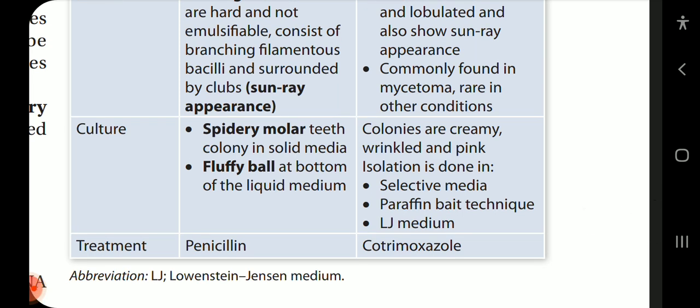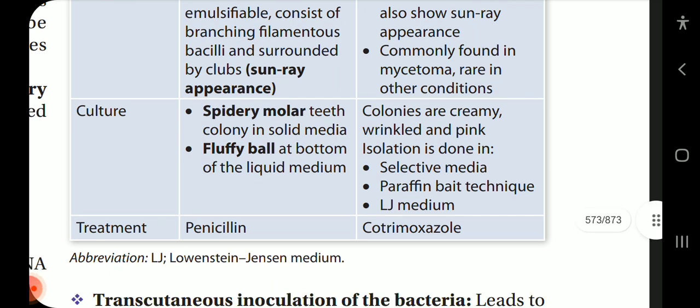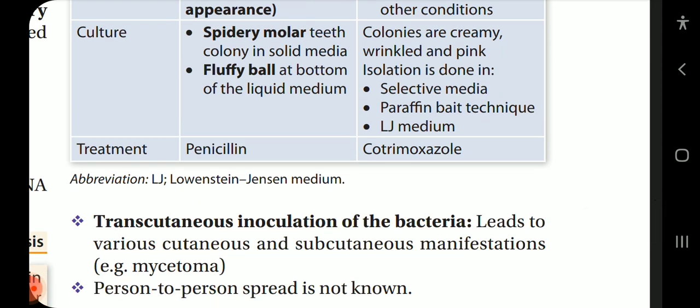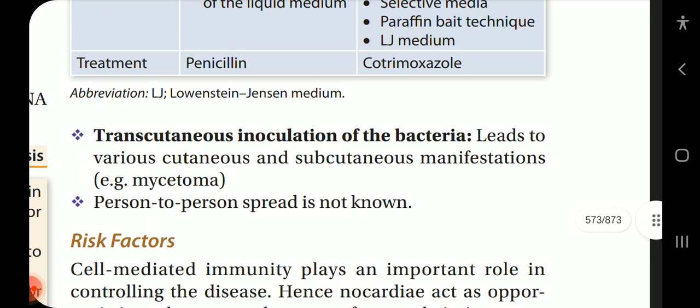Culturing of actinomyces shows a spidery molar tooth colony in solid media, and the appearance is like a fluffy ball at the bottom of liquid medium. About nocardia, the colonies are creamy, wrinkled, and pink. Isolation is done in selective media, paraffin bait technique, and LJ media. Treatment of actinomyces is by penicillin, while nocardia is treated by cotrimoxazole.